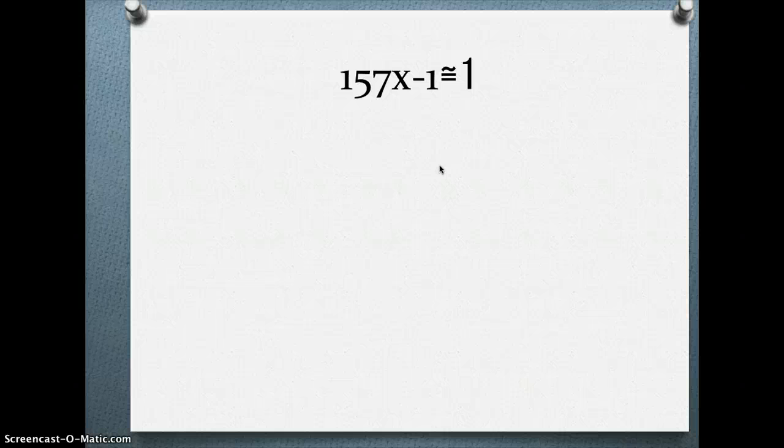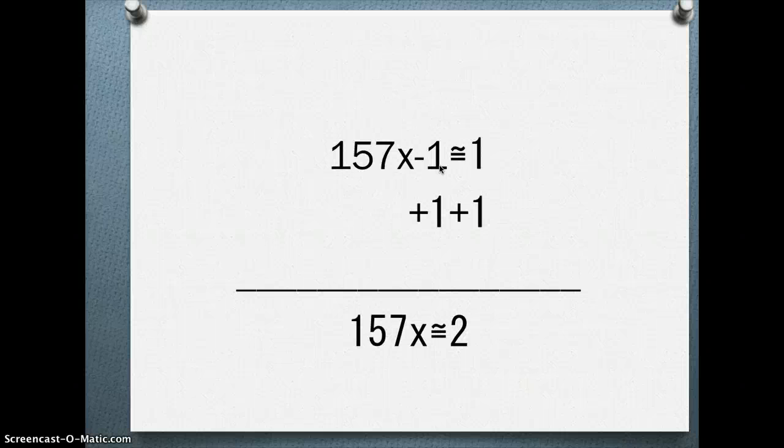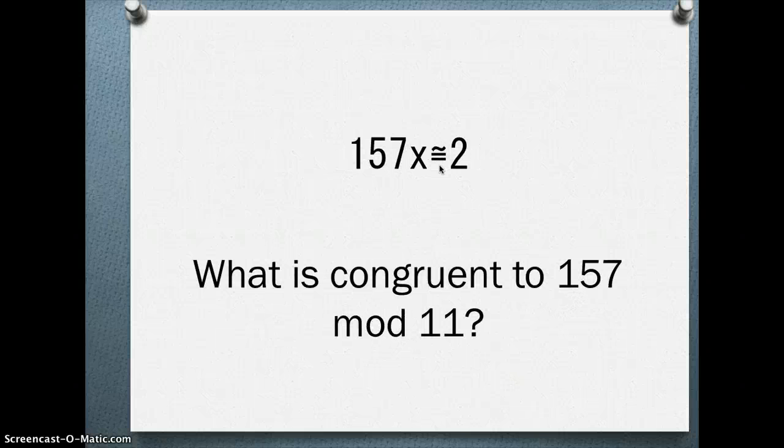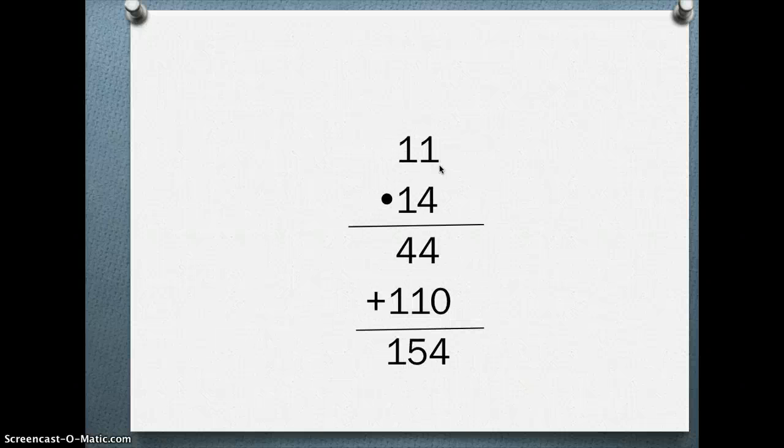Next problem is 157x - 1 is congruent to 1. So the first thing we're going to do is add 1 to both sides, just like we did last time. And we're left with 157x is congruent to 2. Now 157 is a large number, so we're going to figure out what is congruent to 157 in mod 11.